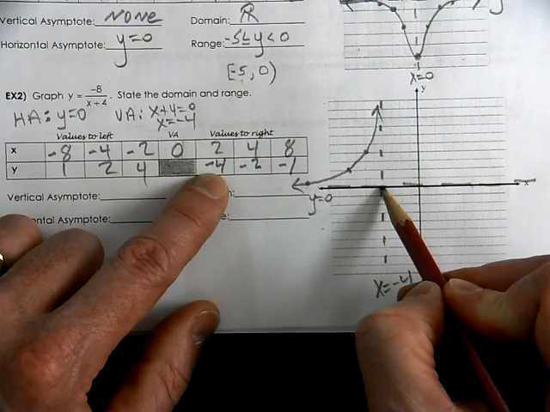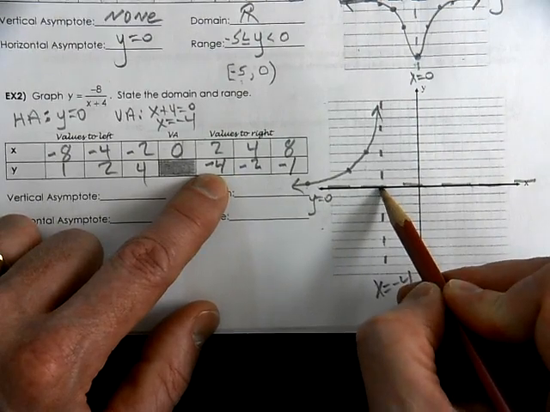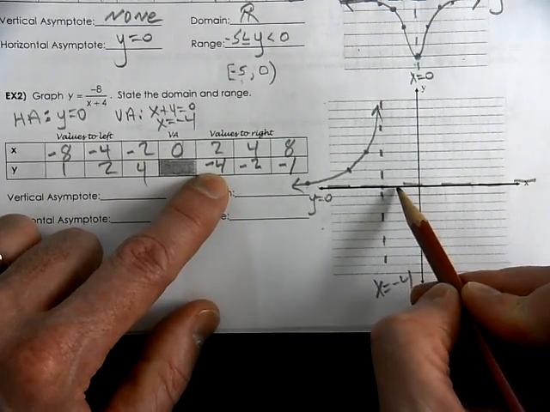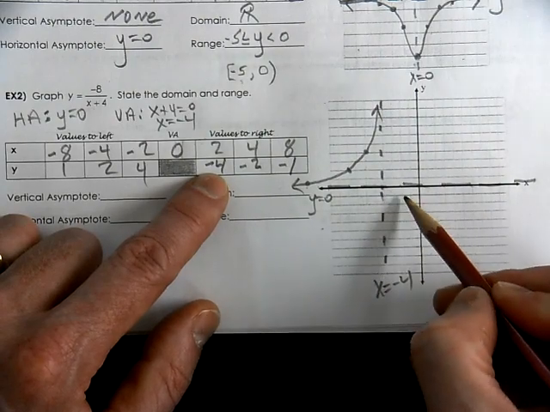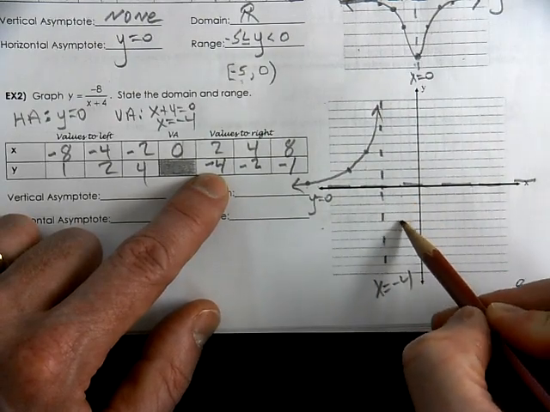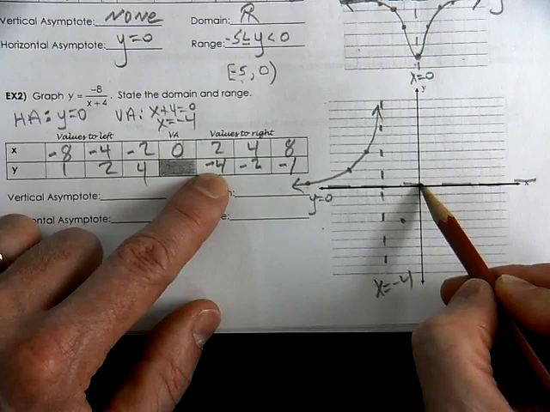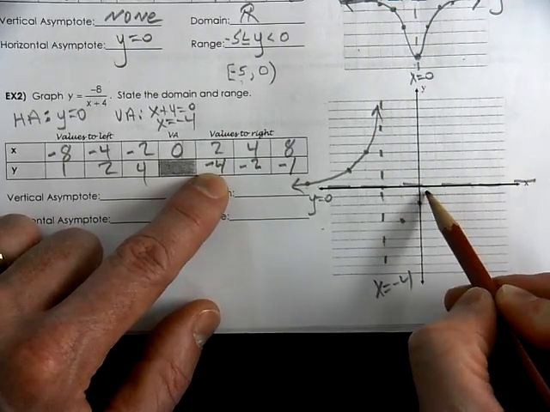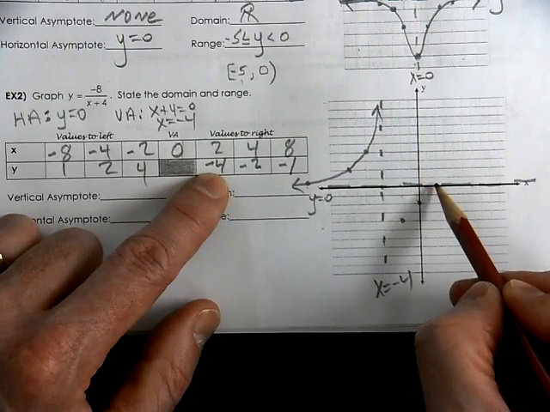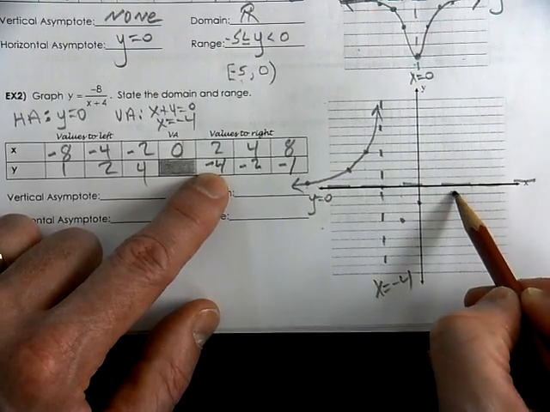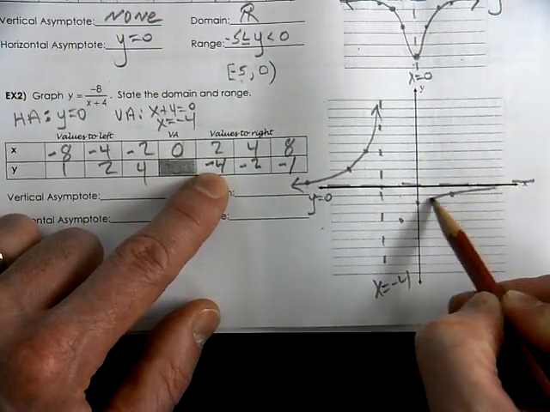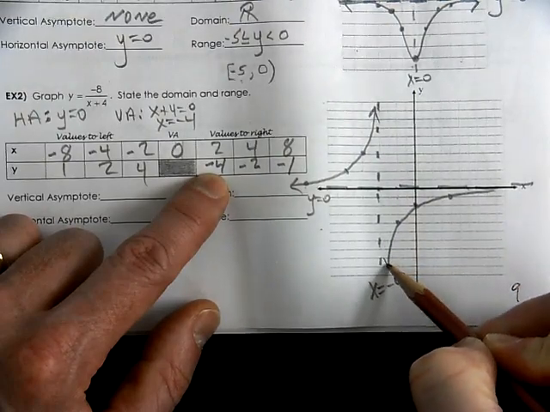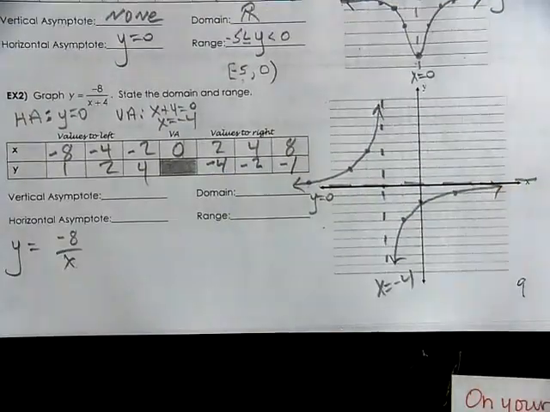From the asymptote origin, we go 2 to the right and down 4. 4 to the right and down 2. 8 to the right, down 1. And there's your graphs.